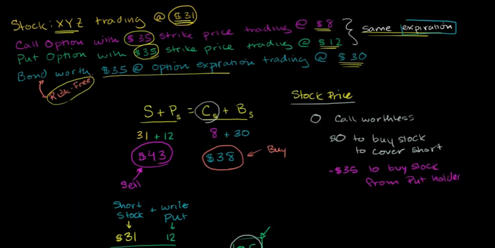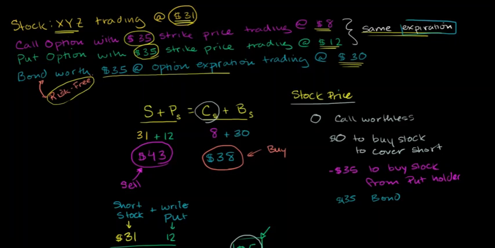But the good thing is that we have this bond. We own this bond that's now worth $35. So we can use the $35 bond to spend the $35, essentially give that $35 to the holder of the put, and everything cancels out. So we can still keep our original $5. So that's the situation where the stock price went to 0.